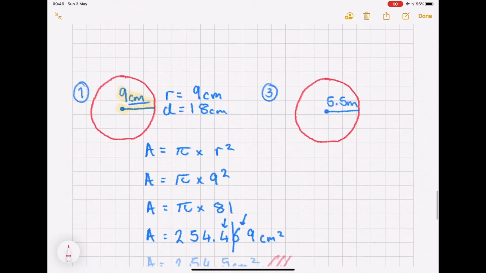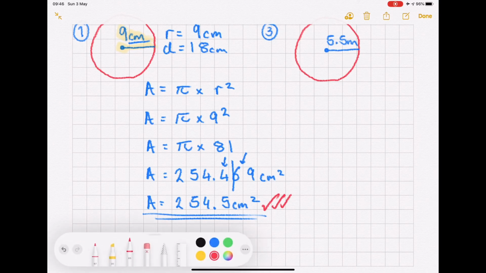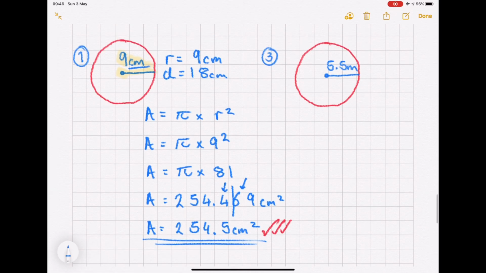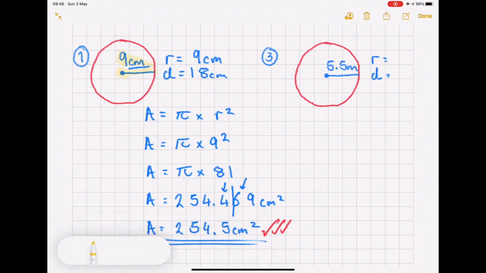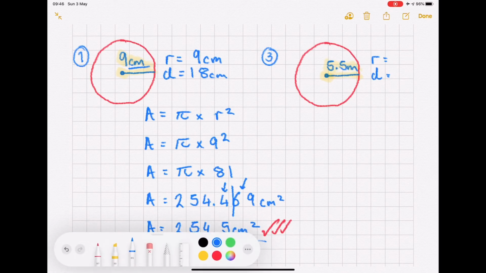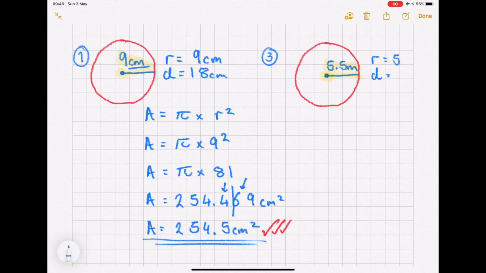Okay, let's have a look at the third example. This might be a bit of a squeeze. So radius and diameter, always write that down. Let's see what we've been given. We've been given from the centre to the outside edge, therefore we've been given the radius. So radius is 5.5 metres, therefore our diameter is 11 metres.